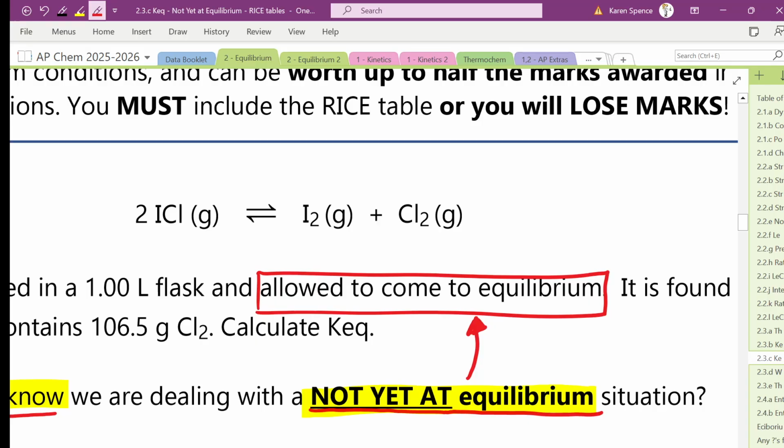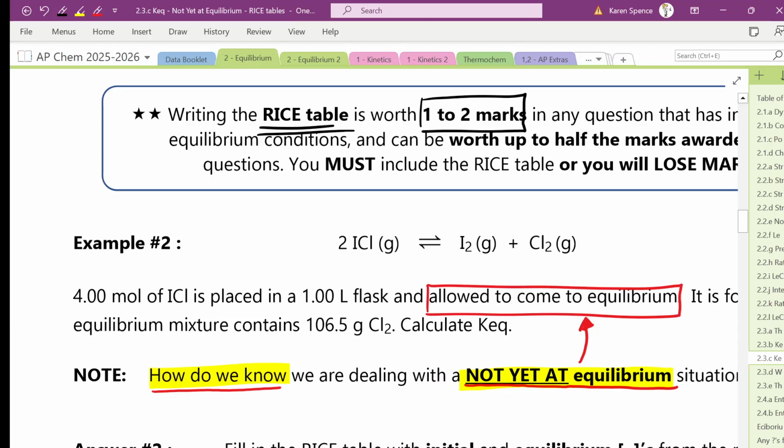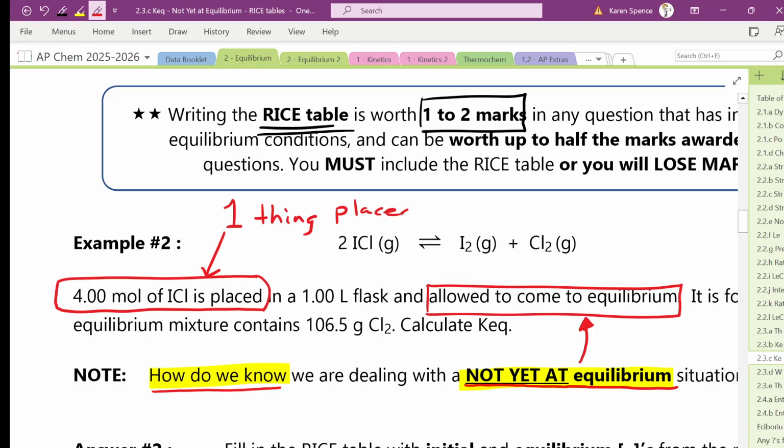You can also say, we placed how many things into the flask? One thing. Placed in the flask. If you have one thing in the flask, are you going to be at equilibrium? No. Okay? If I had started with just I2 and Cl2, then there would be only 2 things, and those would both be products, and I can't be at equilibrium if I don't have some reactants present as well. Okay, so lots of clues.